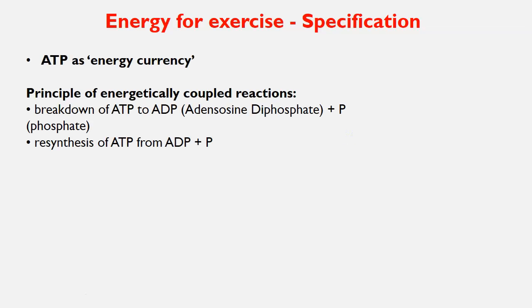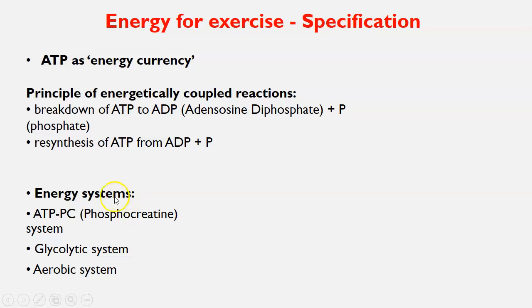This is the specification that we need to be aware of. This is what we're going to be learning about throughout the next couple of lessons. First of all, we need to know that ATP is the energy currency of the body and is the only usable source of energy that we have. We need to know the principles of energetically coupled reactions. So we need to know about the breakdown of ATP to ADP, and then how we resynthesize ATP from ADP plus Pi.